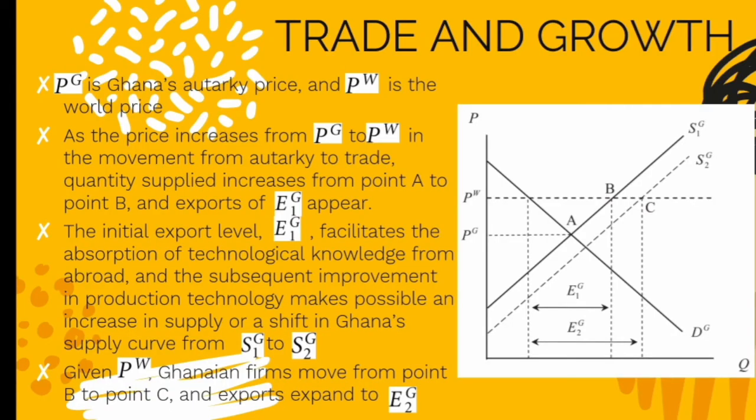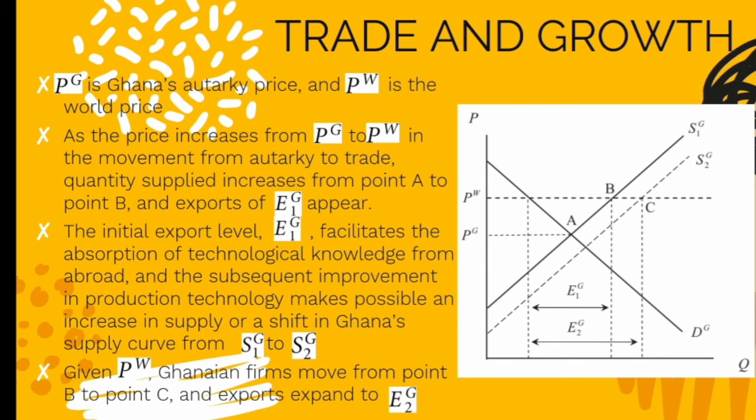In this slide, on the right hand side, there is Ghana export externality. PG is Ghana's autarky price and PW is the world price. In the absence of a positive export externality, as the price increases from PG to PW in the movement from autarky to trade, quantity supplied increases from point A to point B, and exports of EG1 appear.